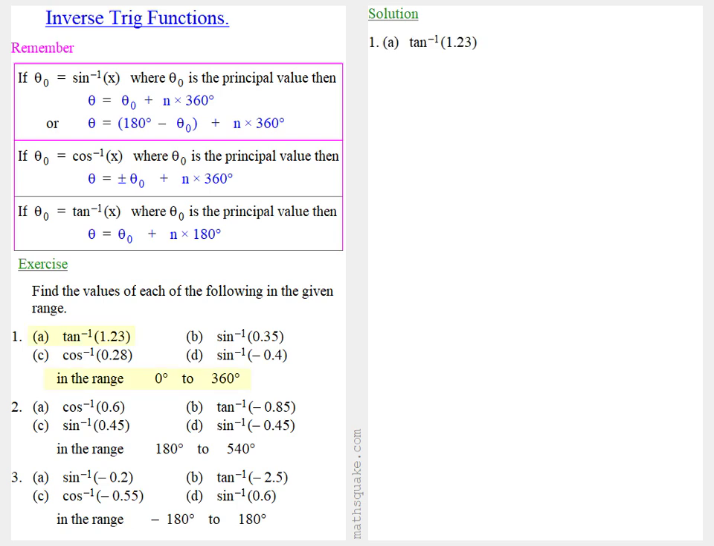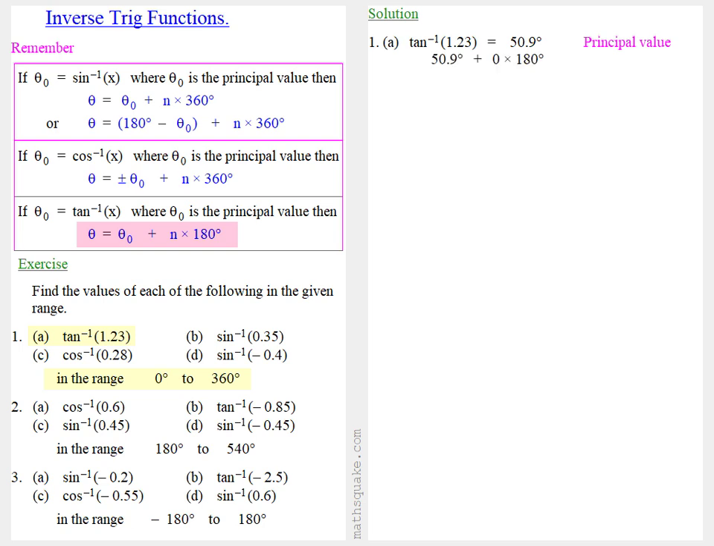Now in question 1, we're asked to find the inverse tangent of 1.23 in the range 0 degrees to 360 degrees. Now to do this, we find the inverse tangent of 1.23 using a calculator, and that gives us an answer of 50.9 degrees when rounded off to one decimal place. And this is our principal value. So the general solution is the principal value plus n times 180 degrees.